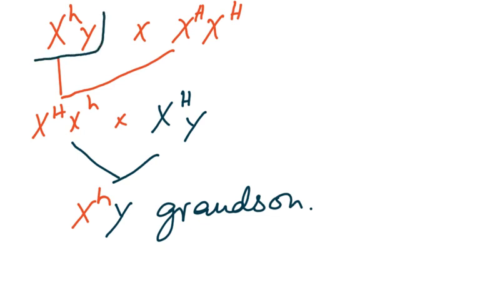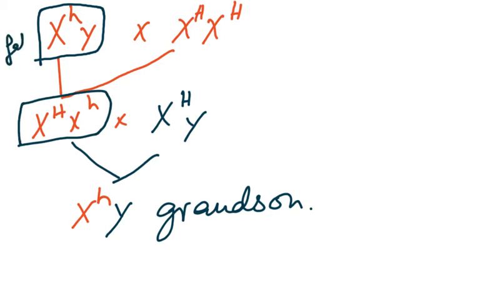Now this is the person who had the hemophilia. He's passed it on to his daughter. This is the daughter. This is the father. This is the daughter. And now she passes it on to her son.